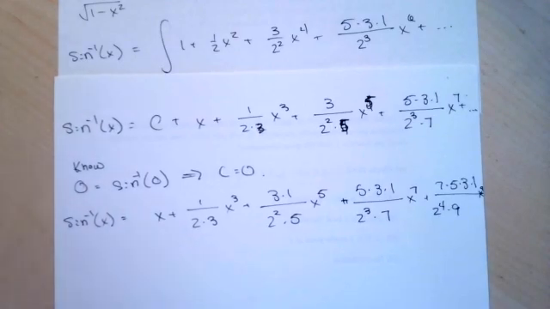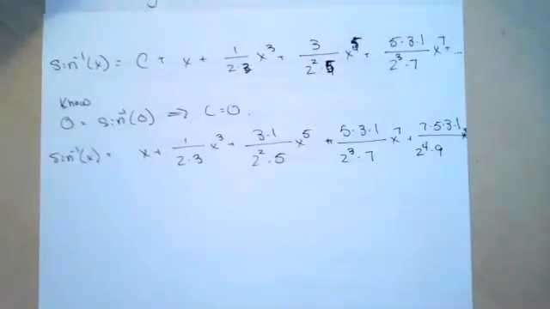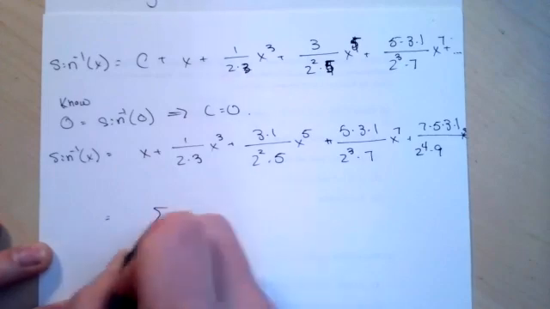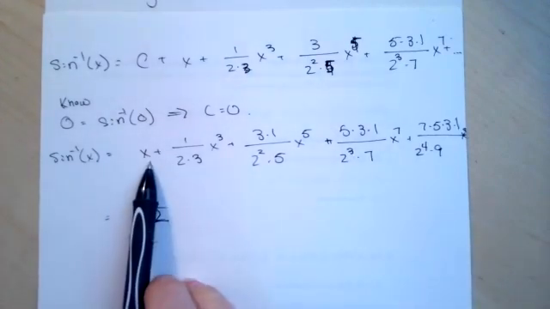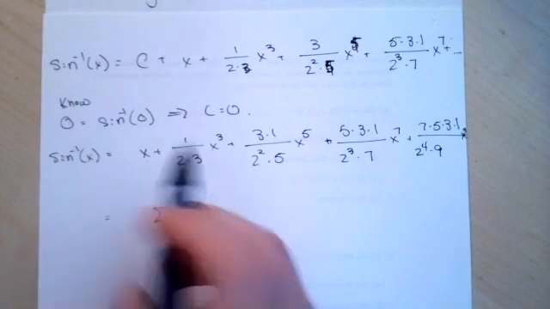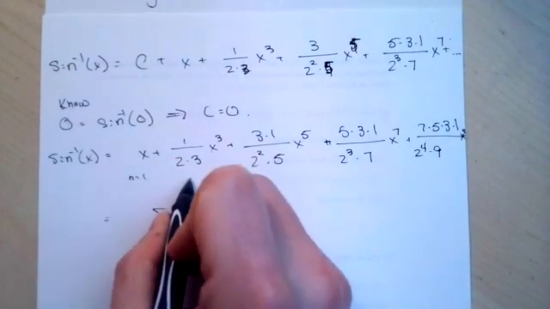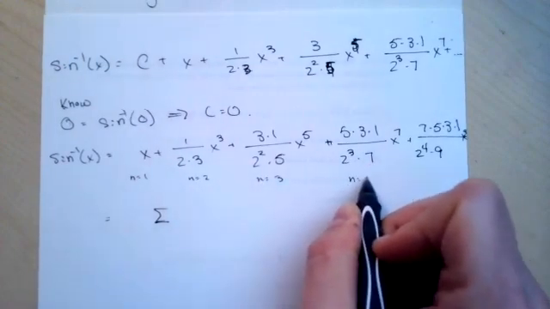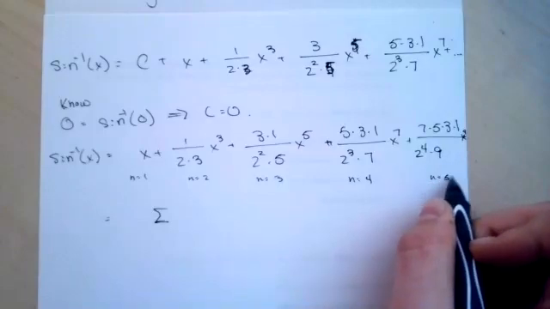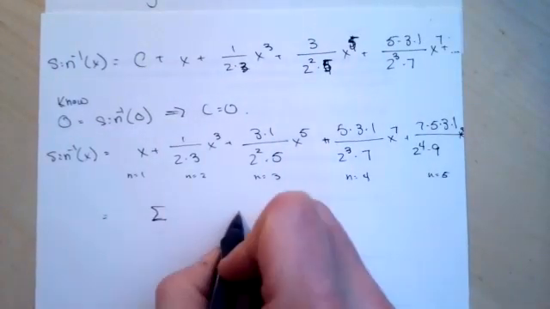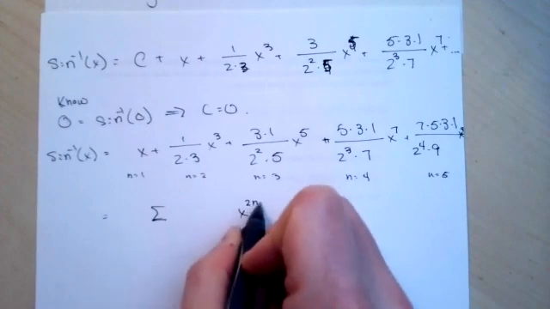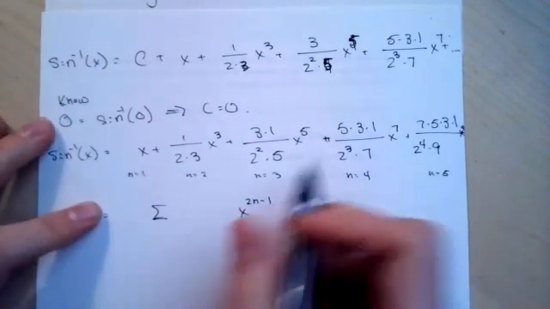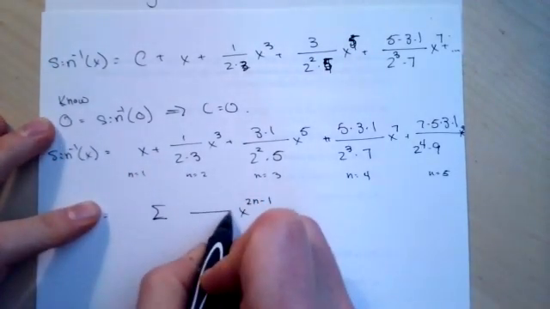So how do we come up with a nice or closed form expression of this guy? We've got to be careful with our indices. Let's consider this. So n equals 1, our n equals 2 term is going to be this guy. This will be n equals 3, n equals 4, n equals 5. So we are going to have an x to the 2n minus 1.